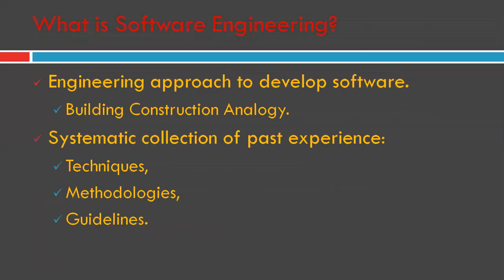Software engineering is an engineering approach for software development. We can alternatively view it as a systematic collection of past experiences. And this experience is arranged in the form of methodologies and guidelines. So, a small program can be written without using software engineering principles. But if one wants to develop a large software product, then software engineering principles are indispensable to achieve a good quality software cost effectively.